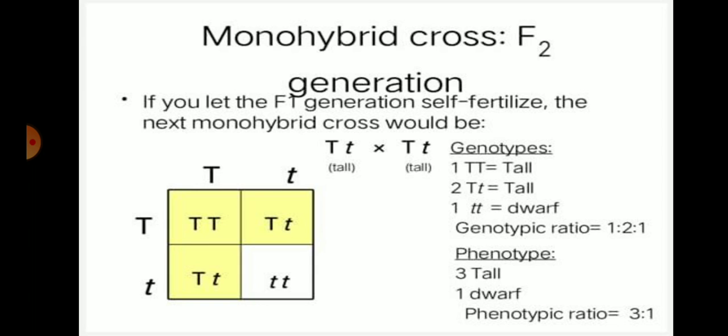So in the F2 generation, phenotypically 3 are tall plants and 1 is a dwarf plant, and genotypically one is tall with the homozygous dominant allele, two are in the heterozygous condition, with one dominant allele and one recessive allele, whereas one has the recessive allele in homozygous condition. So the genotypic ratio is 1 to 2 to 1, whereas the phenotypic ratio is 3 to 1, where 3 are tall plants and 1 is a dwarf plant.